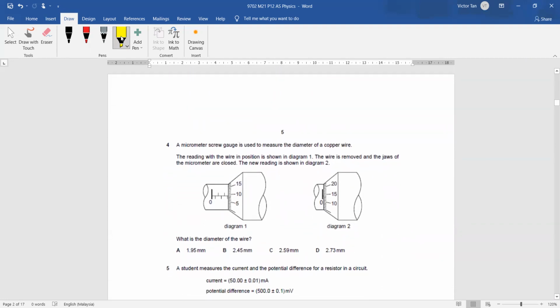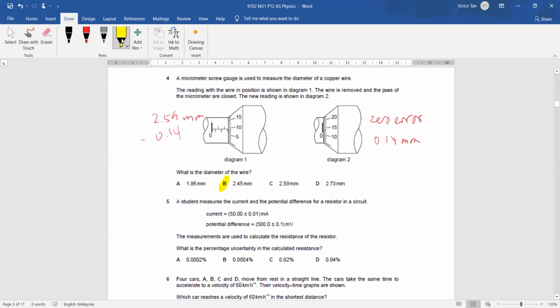A micrometer screw gauge is used to measure the diameter of copper wire. The reading with the wire in position is shown in diagram 1. The wire is removed and the jaws of the micrometer are closed. The new reading is shown in diagram 2. I'm surprised that you have a question on reading a micrometer. So this is a zero error, which is 0.14 millimeter. This reading is 12.59, minus the zero error. The answer is 2.45.